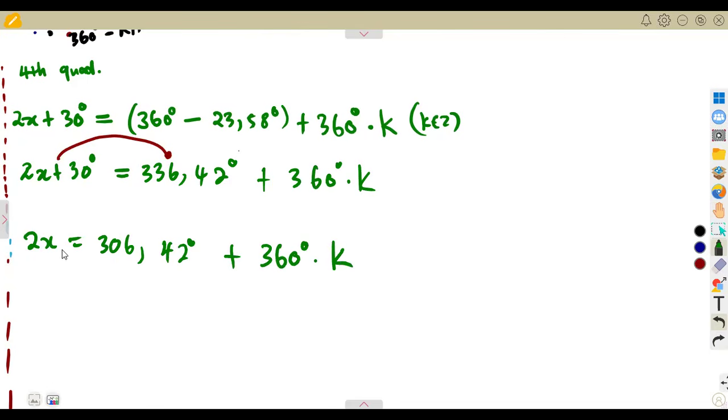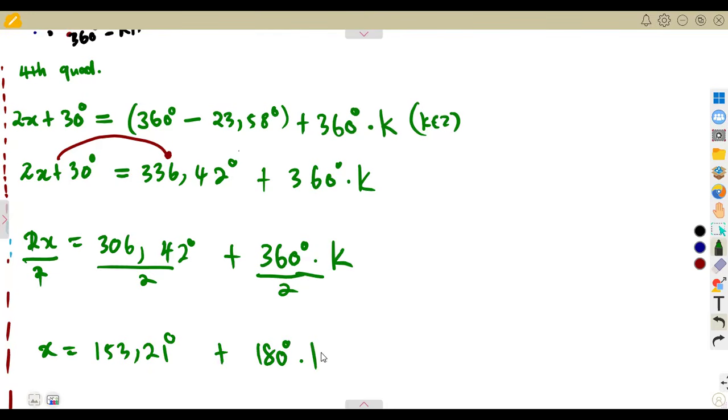All right, we need x, not 2x, but x. So what do we do? Divide each and every term by 2, up to the last part. So that means x is equal to 153.21 degrees plus 180 degrees times k.